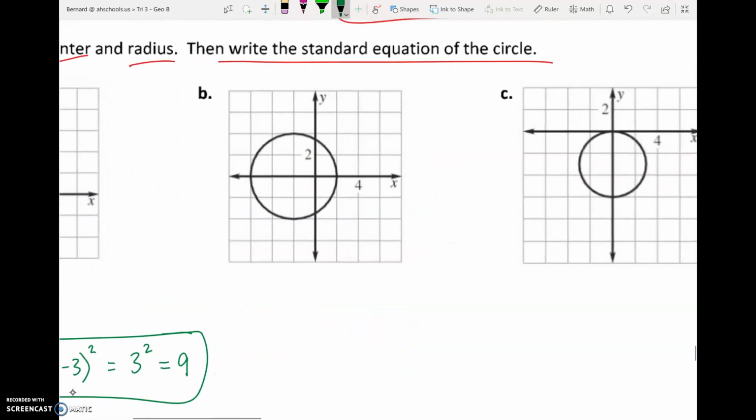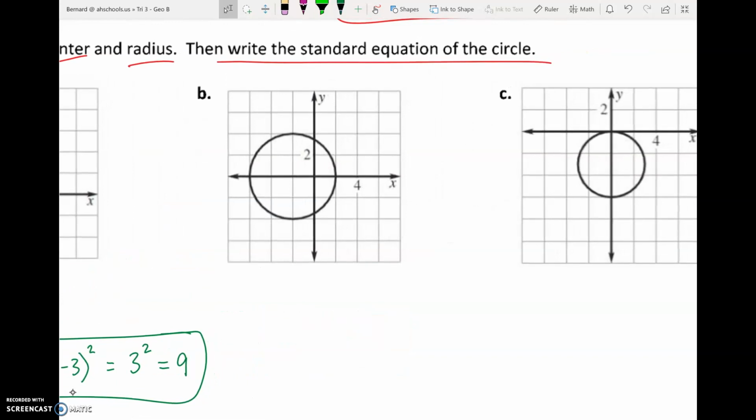So let's keep doing that. We'll move on to B. We've got to find the center of this circle. It's kind of hard to see. To me, I think I can see it right here. It's resting on the x-axis, right? And it is right there. I think that's where I visualize this.